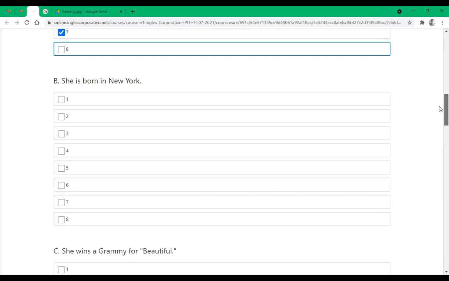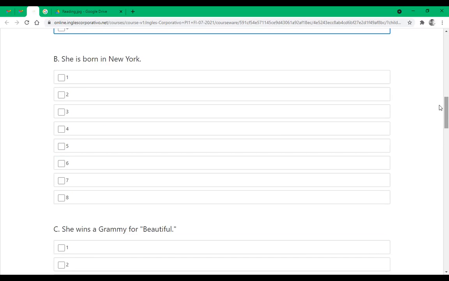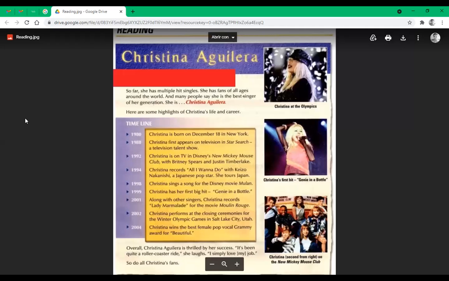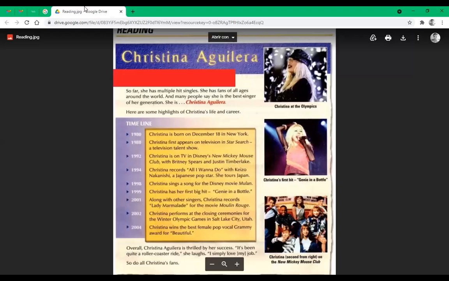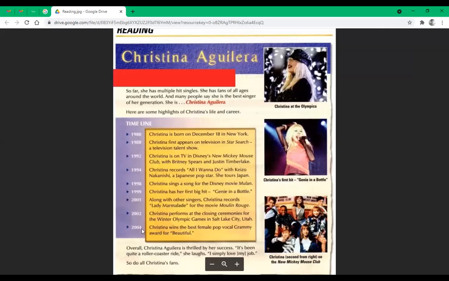Okay, with the other one, she is born in New York. We want to know when she was born. And for that, number 1 is the first one. It is very easy to find out because it's number 1. The next one, she wins a Grammy for Beautiful. Where is that information? 8. Will it be the last one? Yes. She wins the best female pop vocal Grammy award for Beautiful. Okay, number 8.